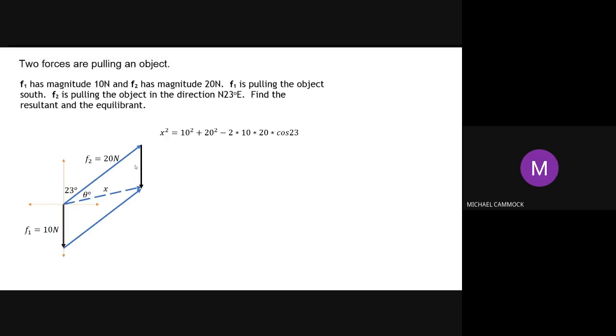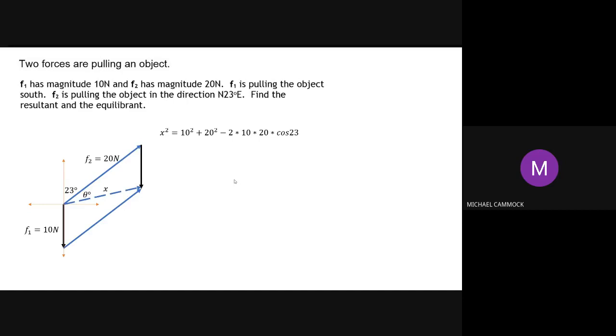Cosine law would say that this x here, we'll get to this angle theta in a minute because that's going to give us the direction that we need later on, is equal to this side 10 squared plus this side 20 squared minus 2 times 10 times 20 cosine of 23, which is the angle between those two sides. So in this case, the cosine law will be the one that is more applicable.